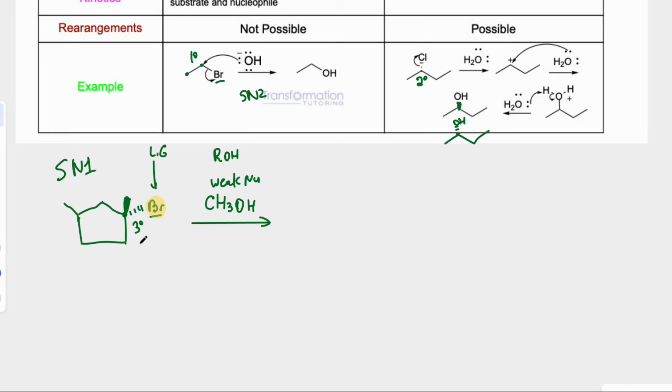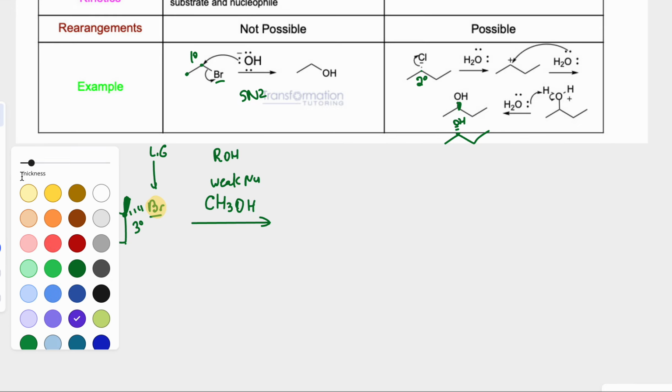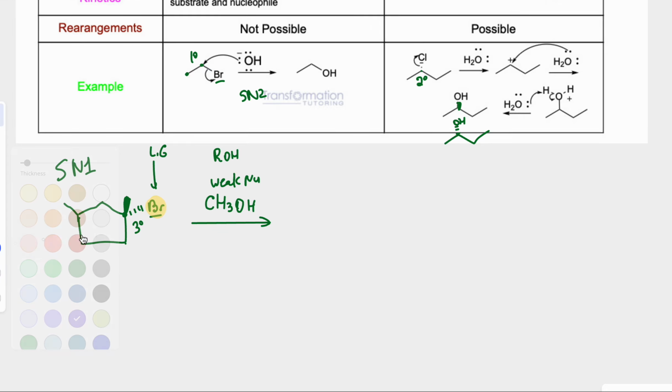Now I can do my mechanism. SN1 is in 2 or 3 steps. Step number 1, the leaving group leaves, creating a carbocation. Let's show the leaving group leaving. Once the leaving group has left, I will have a carbocation on this carbon. Let's not forget the methyl group, but now I cannot show it on a wedge or a dash because I have a planar carbon. Once you have a carbocation, don't show any wedges or dashes.